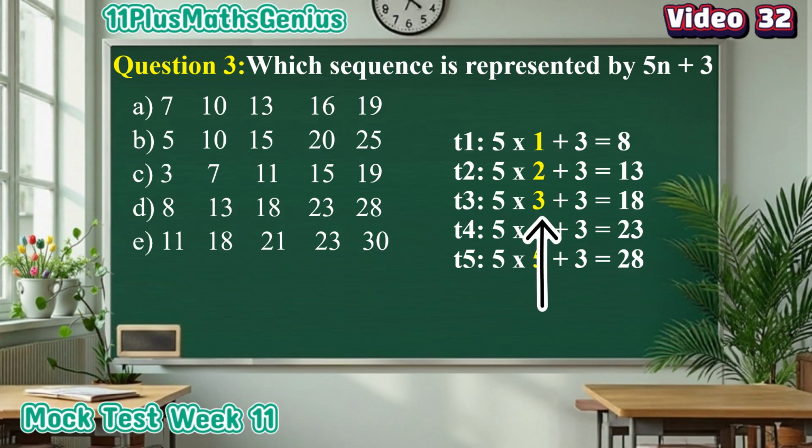5 times 3 is 15, plus 3, 18. Term 4, 5 times 4 is 20, plus 3, 23. Term 5, 5 times 5, 25, plus 3, 28. So we can see that the sequence is 8, 13, 18, 23, and 28. Now if we look for it, we can see that D has the sequence. So we mark D as our correct answer for question 3.